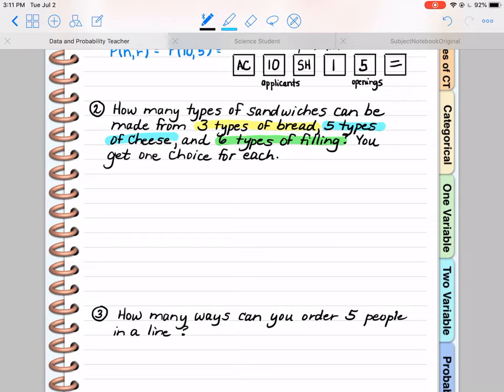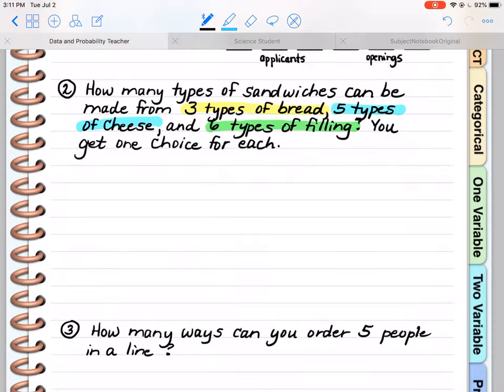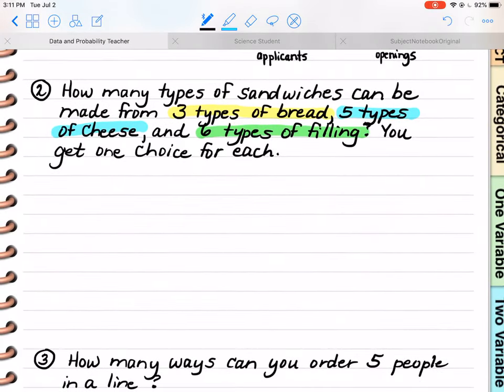And you get 1 of each. So you can't use 2 kinds of cheese or 2 kinds of filling. You can only choose a bread, a cheese, and a filling. This one is not as complicated as it looks. All you have to do is multiply your choices.